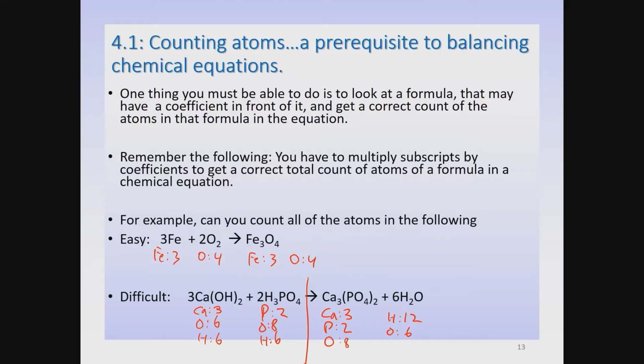Hydrogens, it looks like we have 12 on the reactant side and 12 on the product side. So this equation is balanced. All right, so we will move on.